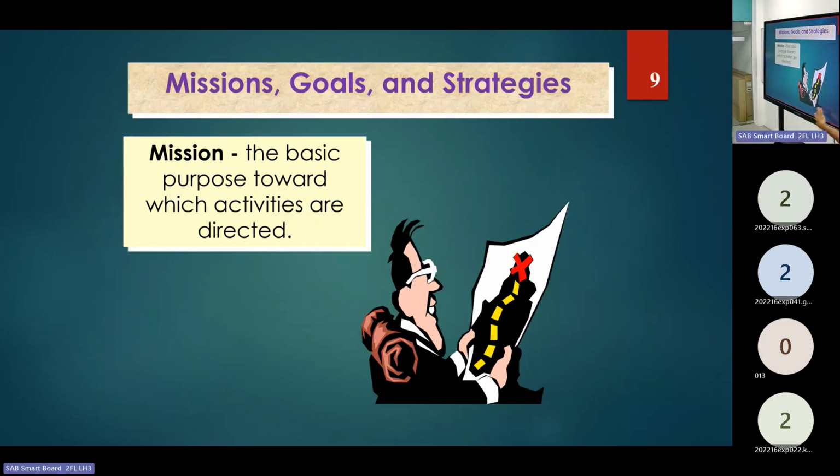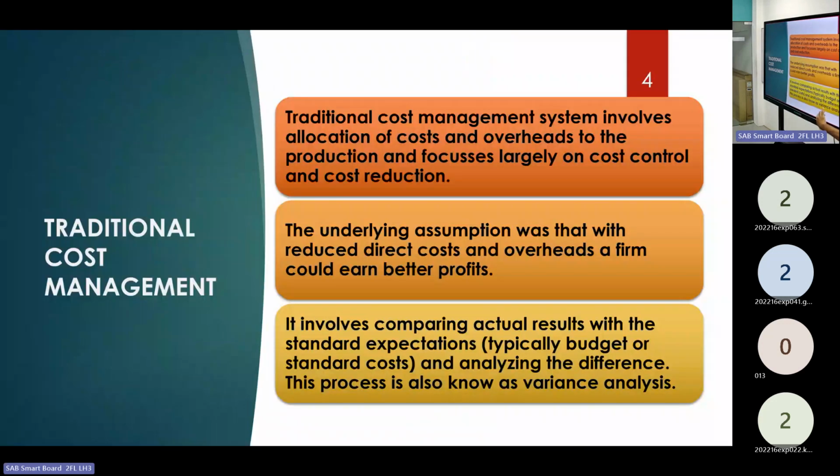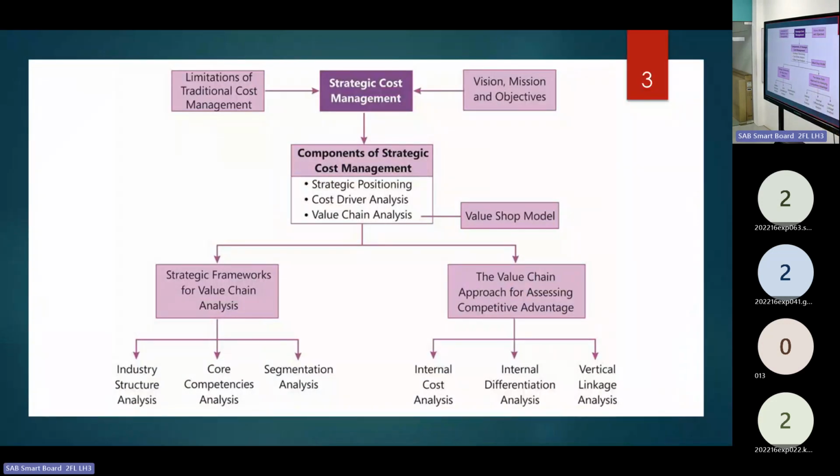Right. So then we are going to discuss strategic cost management based on this diagram. We first look at traditional cost management and strategic cost management, with some limitations of traditional cost management. Now we are going to discuss the main components of strategic cost management. Prior to that, we can go through this vision and objective, right?